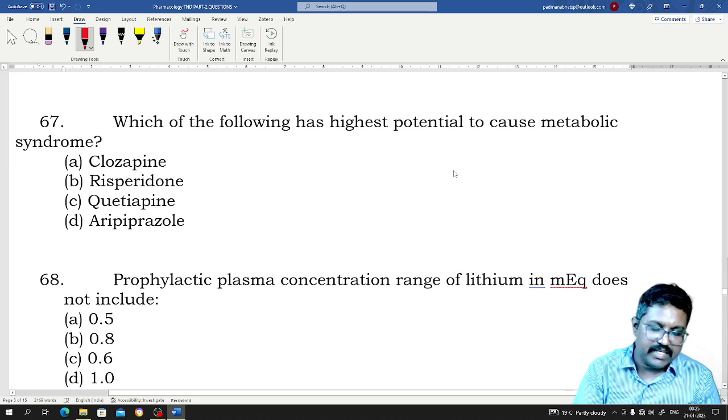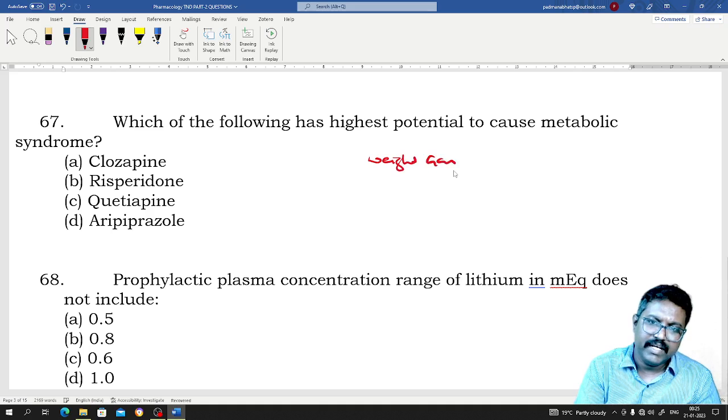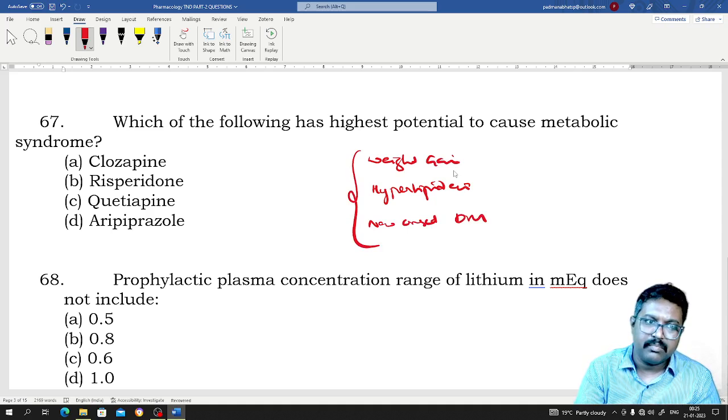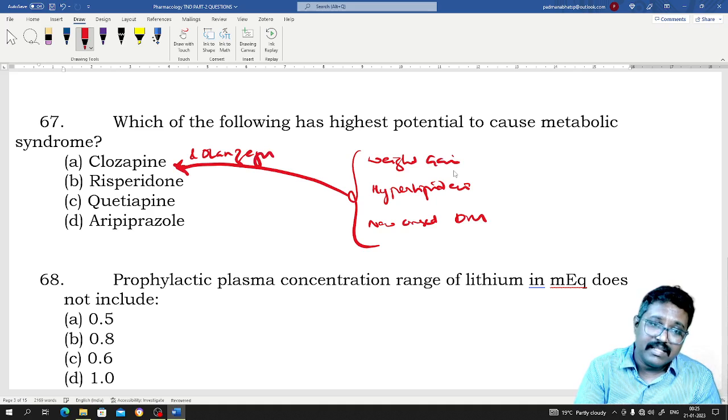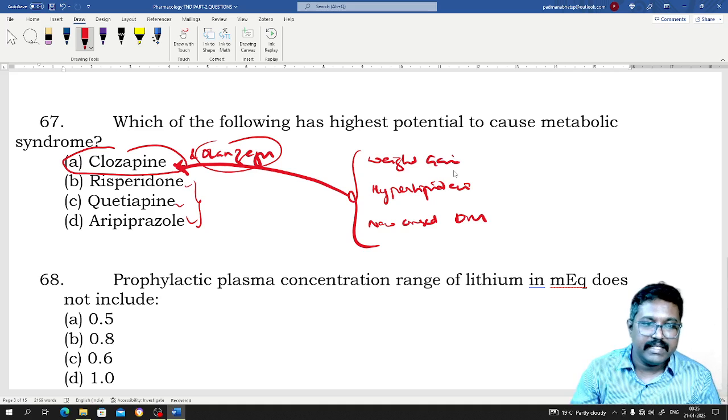Which of the following has the highest potential to cause metabolic syndrome? What do you understand by metabolic syndrome? There will be weight gain, there will be hyperlipidemia, and there will be new onset of diabetes mellitus. All these three side effects are considered as metabolic syndrome, and this is more commonly seen with clozapine and olanzapine. All others can also cause it, but they do not have that potential like clozapine and olanzapine. Is that clear? Fine.